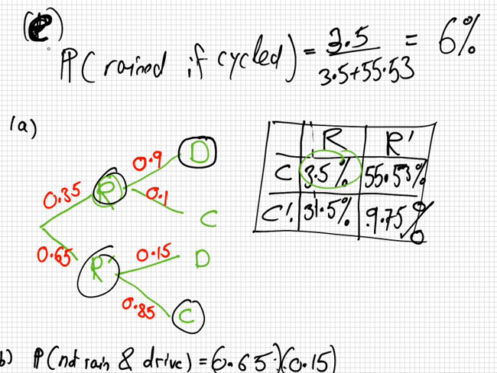Okay. I must have the wrong total for 100. Okay, let's do this one here. Not rain and cycling. So that's this one and this one. 0.65 times 0.8 is 55.2%, 55.53%? Okay.